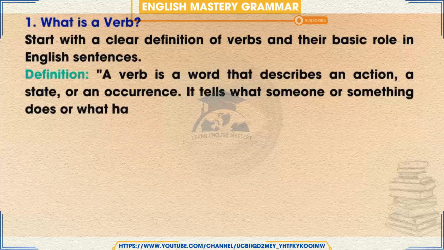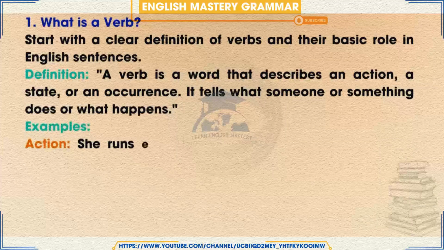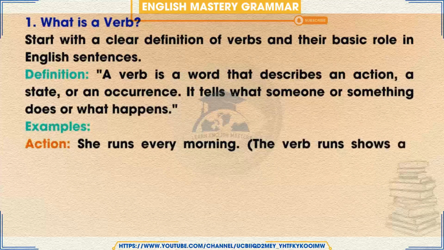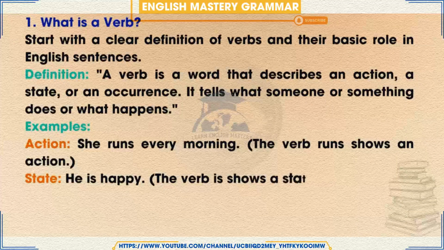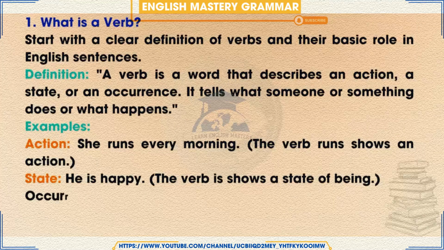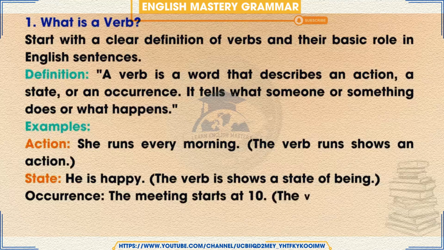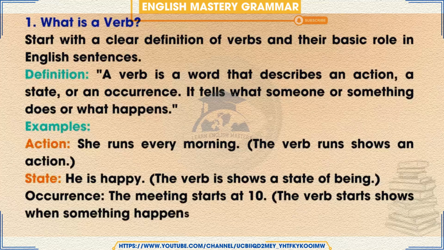Examples: Action. She runs every morning. The verb runs shows an action. State. He is happy. The verb is shows a state of being. Occurrence. The meeting starts at 10. The verb starts shows when something happens.